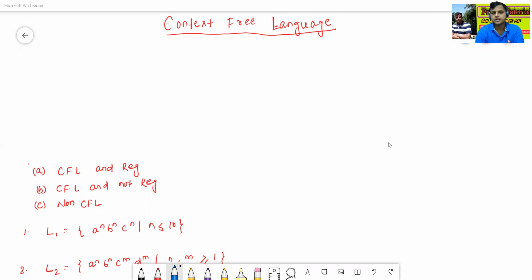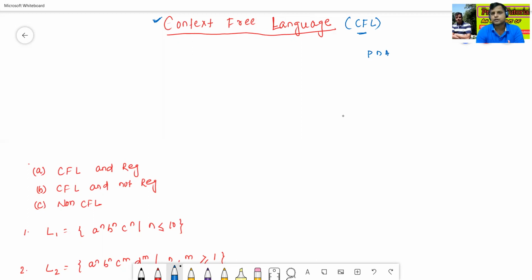Remember, the automata is associated with context-free language. The language associated with this automata is, in short, called CFL. So the automata associated with the context-free language is called push-down automata.